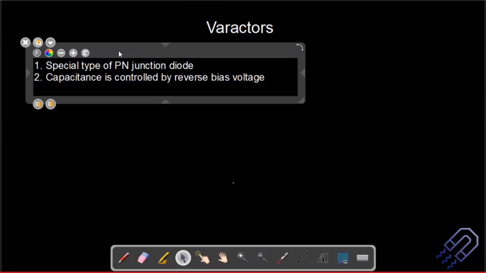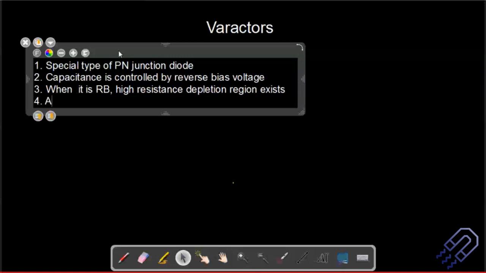What happens when the diode is forward bias? Current will flow through the diode. It's not that it doesn't work in forward bias, but its capacitance can be controlled in the reverse bias condition. When it is reverse bias, we have a high resistance depletion region. A high resistance depletion region exists.